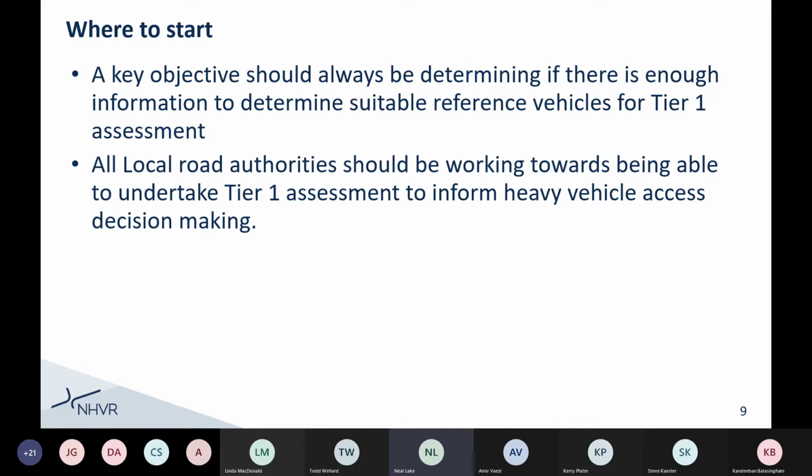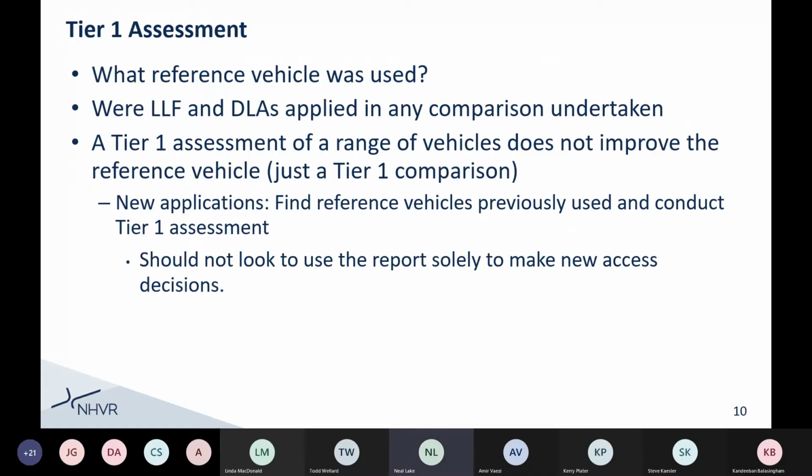Certainly for higher tiers of assessment, I would generally suggest that in most situations you would go out to a third-party supplier for that. So yeah, just some ways of thinking about that. All right, so let's talk a little bit about Tier 1 assessment.